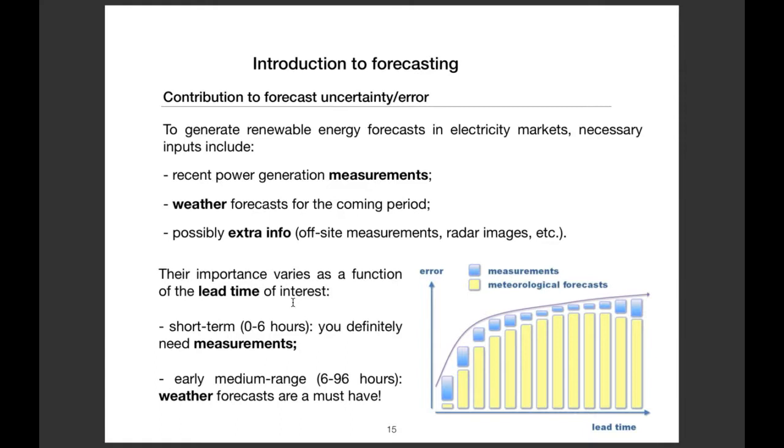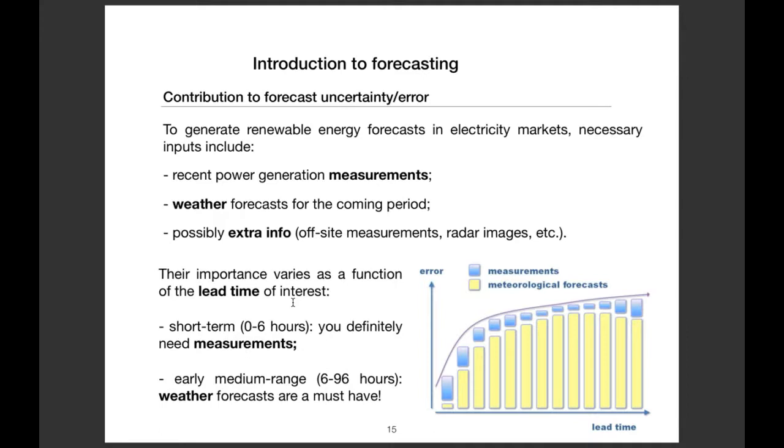And so here on this graph, you can see on the y-axis the error of the forecast, and on the x-axis the lead time. The lead time is the forecasting horizon. So for instance, you could say, I would like to forecast the PV generation for the next day. Then the forecasting horizon is 1 day. But it could be 2 days, 1 week, 6 hours, 2 hours, 1 hour, etc.